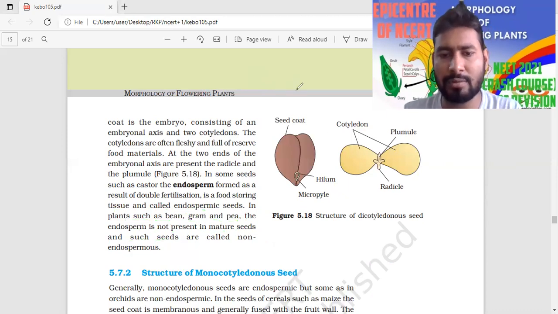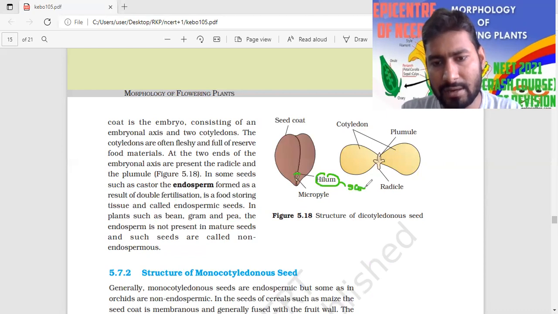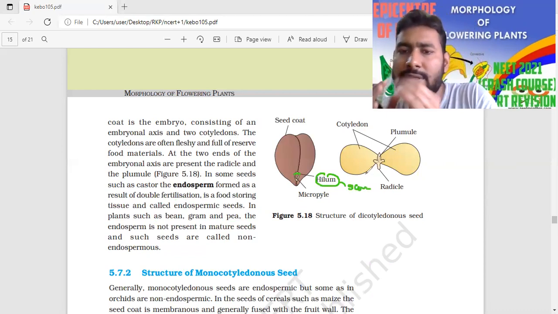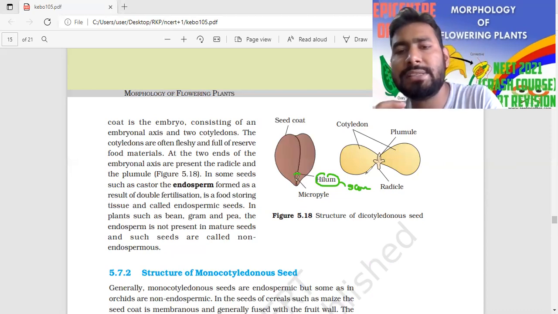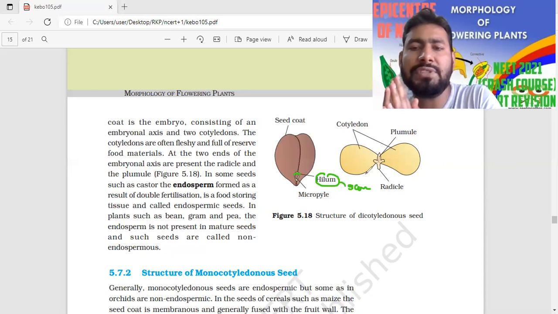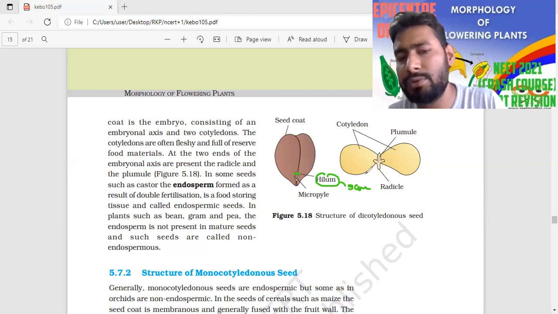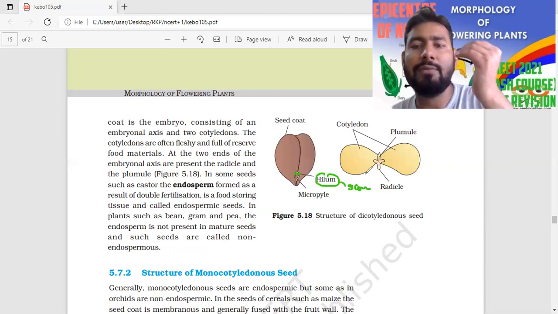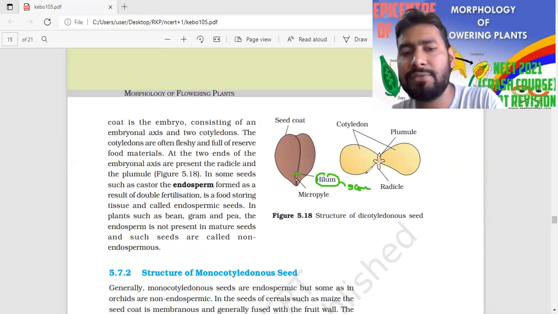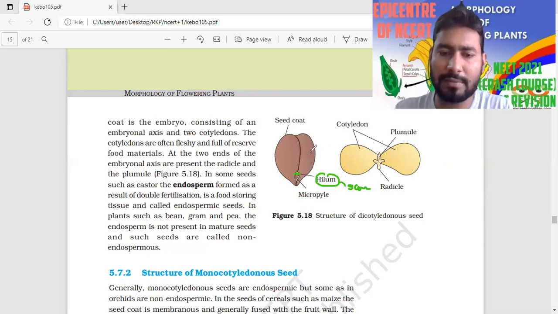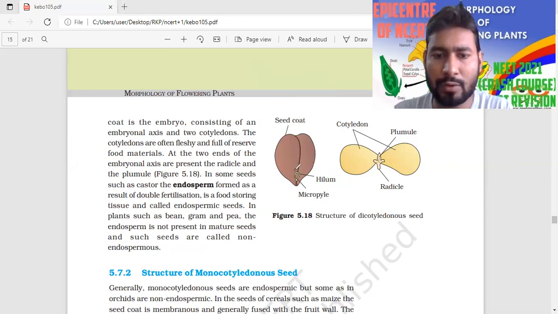Now you can see the structure of the dicot seed here. This is the hilum. I told you already, it is the scar present on the seed coat by which the seed gets attached with the fruit. Above the hilum, they have another small pore which is known as the micropyle.